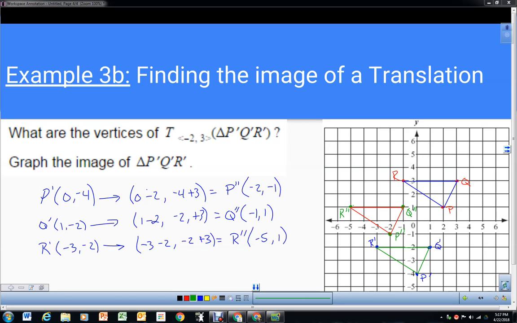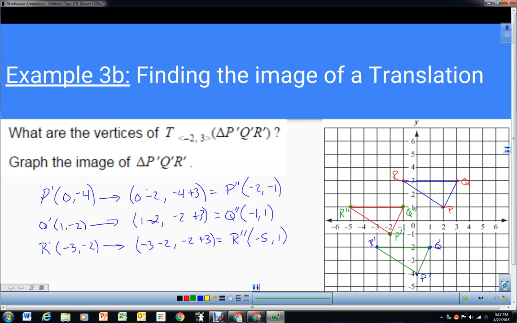Okay, let's see how you did. So we took our prime points, (0, -4), (1, -2), and (-3, -2). We applied the rule of -2 to our x and +3 to our y. So 0 minus 2 is going to give us -2, and -4 plus 3 is -1. For Q, we're going to get 1 minus 2, which is -1, and -2 plus 3, which is positive 1. And the last one, -3 minus 2 is -5, and -2 plus 3 is positive 1.